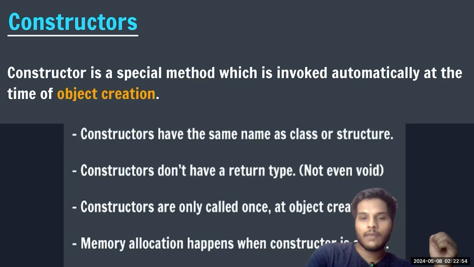And memory allocation happens when the constructor is called. So this ensures that the object has sufficient memory to store all our properties. So that was about constructors. Let's see code.